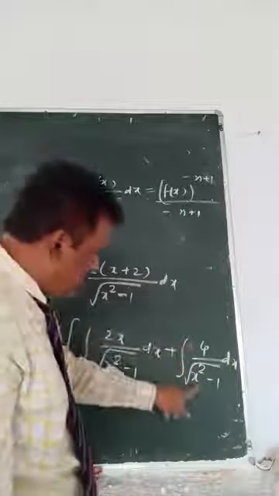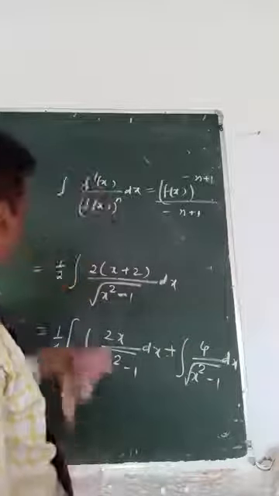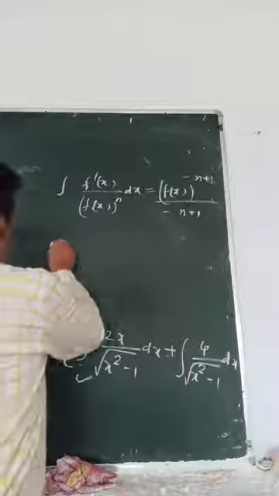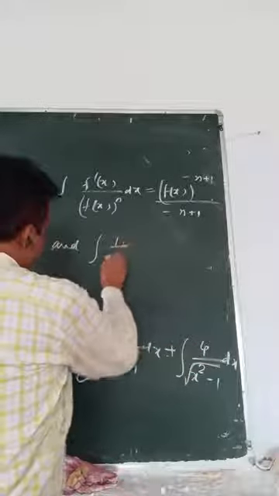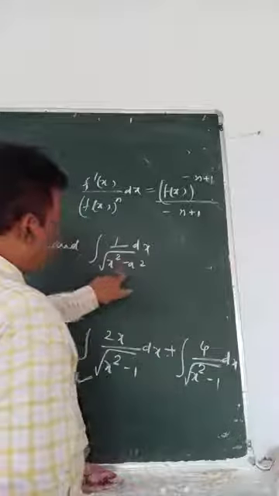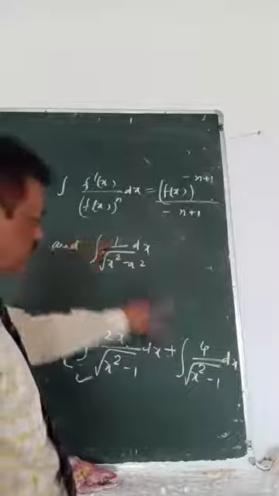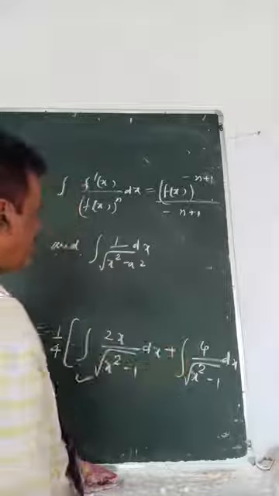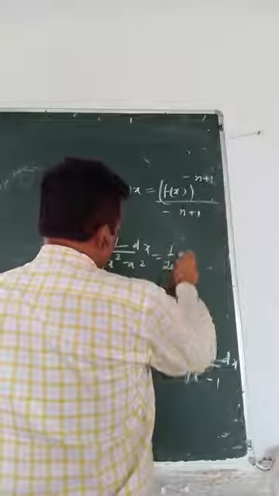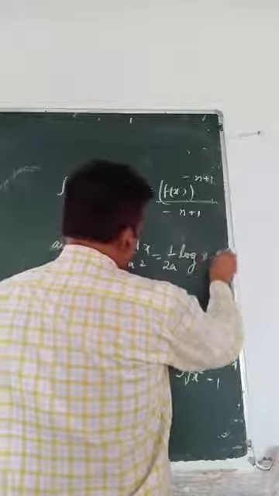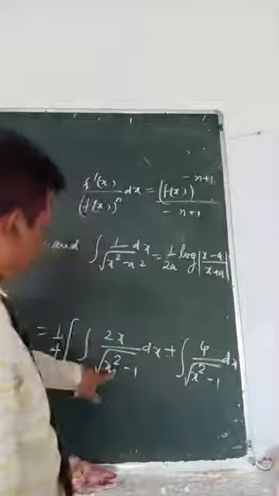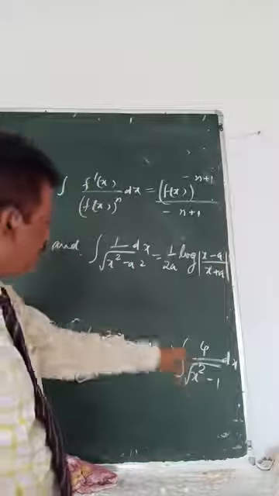What about this? This is the x square minus a square formula. 6th standard formula, because the numerator is constant. And the formula you have to use is x square minus a square. Remember, when you use this formula, your numerator should be constant. Just 4 can be taken out. So what is the formula here? 1 by 2a log x minus a by x plus a. See, this is the formula for this, and this is the formula for this.